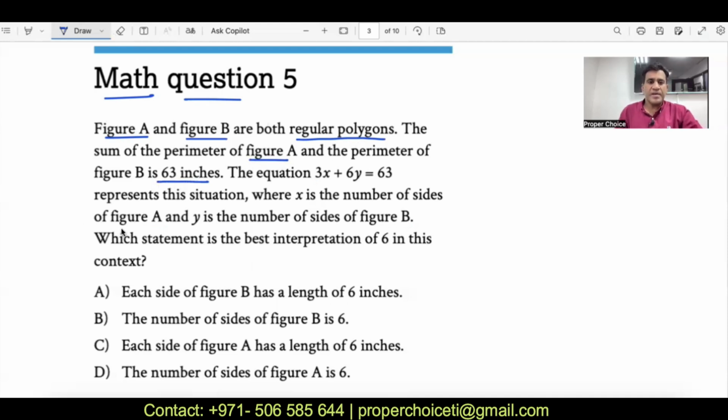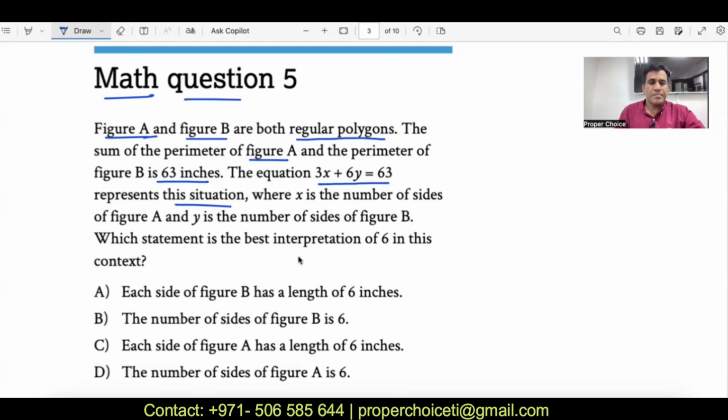Now, what do you mean by perimeter? Perimeter is basically adding up the lengths of all sides. If you add the side lengths, the resulting value we call the perimeter. Now, the equation 3x plus 6y equals 63. As they clearly said, the sum of the perimeters of A and B is 63. The equation 3x plus 6y equals 63 represents this situation, where x is the number of sides of figure A and y is the number of sides of figure B.